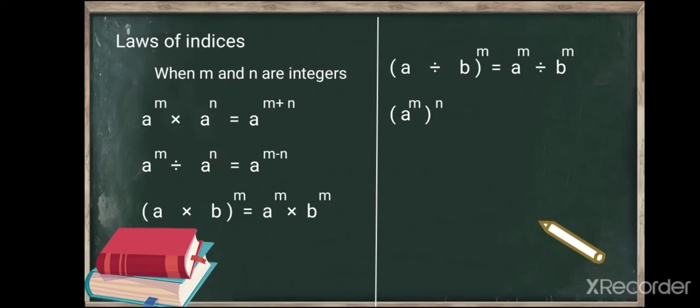(a raised to m) bracket raised to n. So there is a multiplication sign outside the bracket. So we can write this term as a raised to m into n. a raised to minus m. Here the index value is negative. So we can convert this index value to positive just by doing invertendo. So it will convert to 1 upon a raised to positive m.